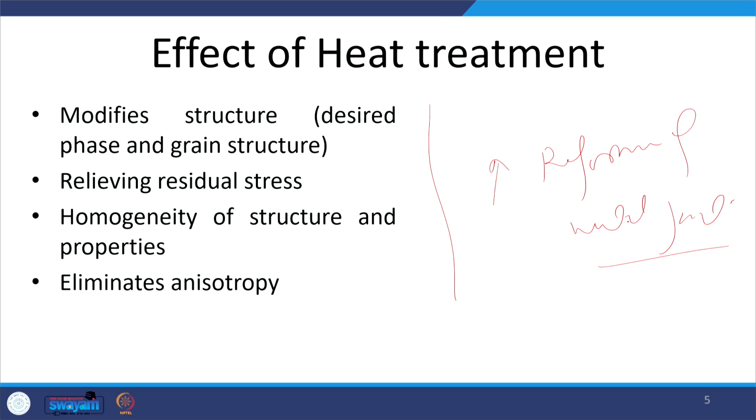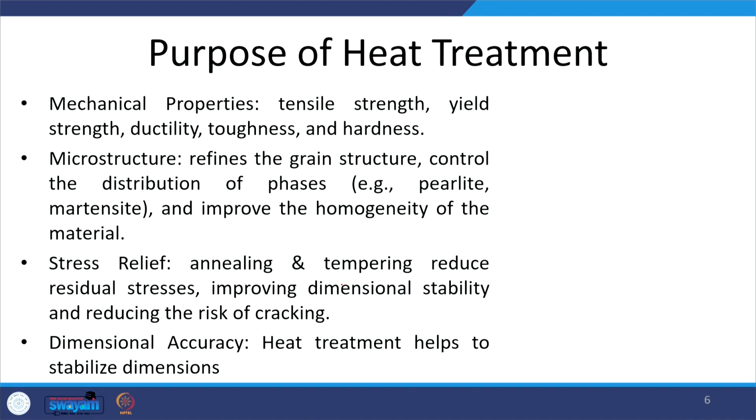Okay. So, when we achieve the desired microstructure, stresses are relieved, we get the homogeneity of the structure and properties, and try to eliminate the anisotropy. All these factors in totality help in improving the performance of the weld joint.